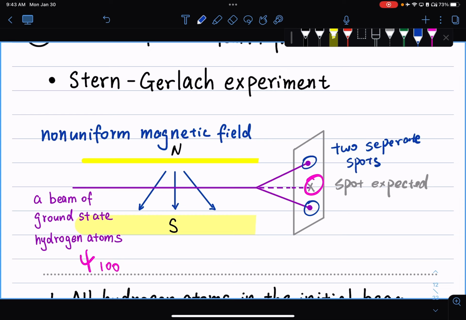So what it means is although the hydrogen atoms that we start with all have the same ground state, which is 100, we still have two different types of electron in these atomic hydrogen atoms. So that's why we need a fourth quantum number to distinguish these two different types of electron, even if they are all in the 1s atomic orbital.